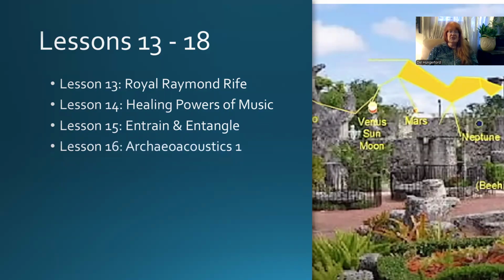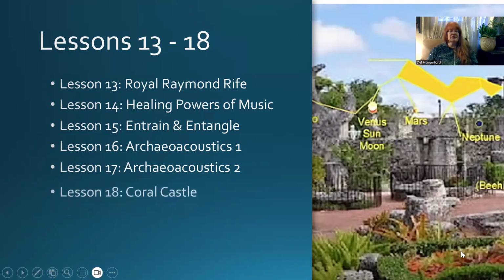Archaeoacoustics, that's a hard one to say. I do 2 lessons on archaeoacoustics, and that is a study of ancient sites using acoustics. And you can go and measure the standing resonances in most of these places. And there's an interesting similarity between many of these ancient sites, which you'll learn about in the frequency basics class.